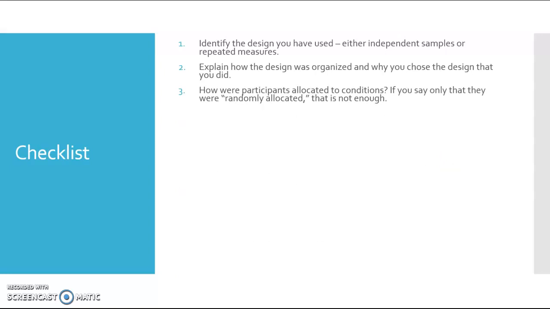Then we've got participant allocation to conditions. So some of you have mentioned random allocation. That's spot on, but you need to say why and how. What is random allocation? What does it involve? So just a little bit of detail, just a sentence or two, just to spell out exactly what it is that you have done to use random allocation.